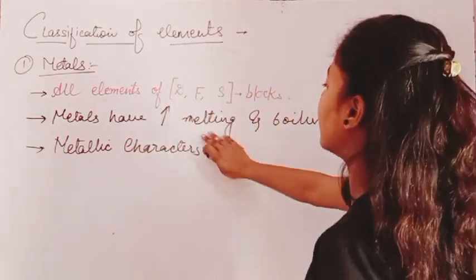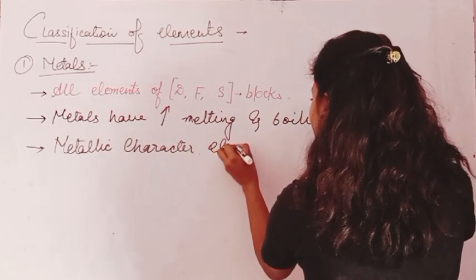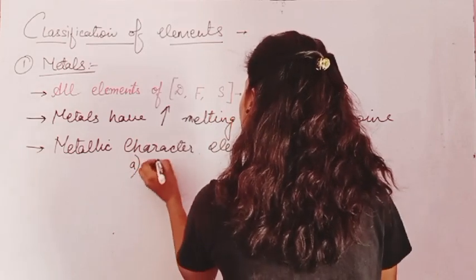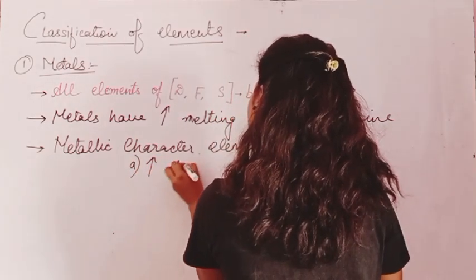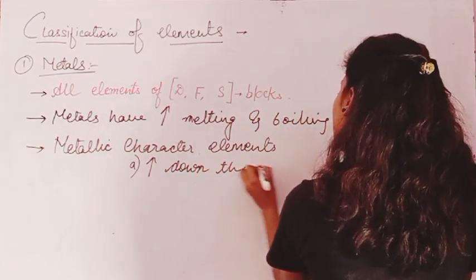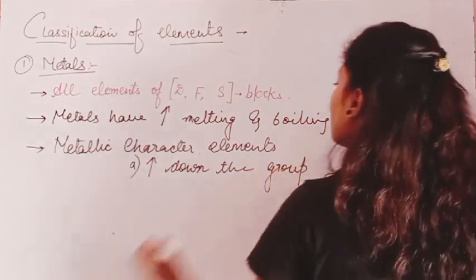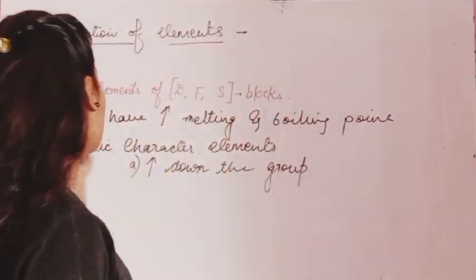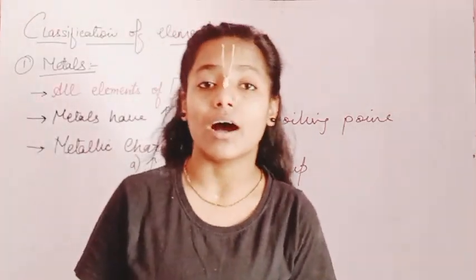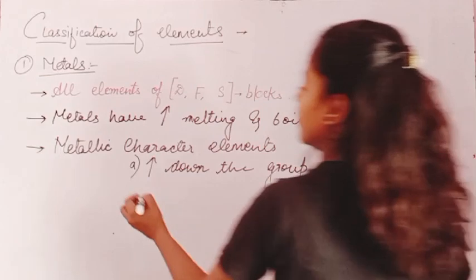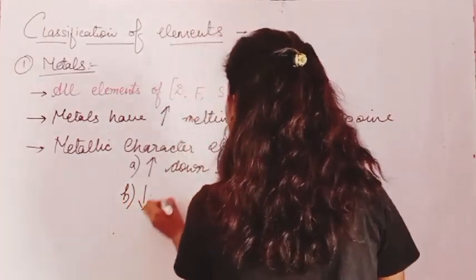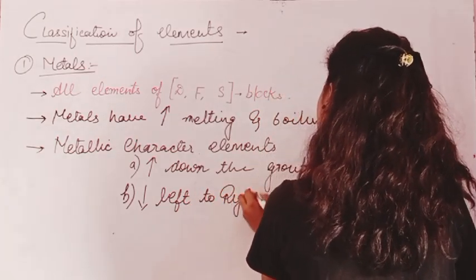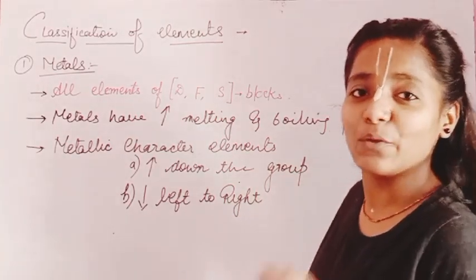The metallic character of elements in the periodic table has two cases. First case is it increases on going down the group. As we move from up to down in the periodic table, the metallic character of elements increases. Second is it decreases on going left to right. It decreases on going left to right. Hopefully that is clear to every one of you.